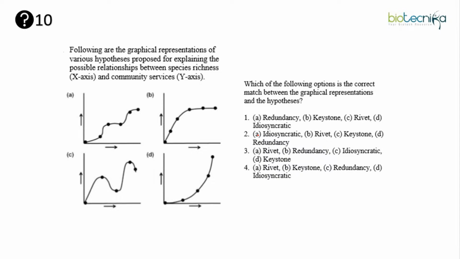So for this you have to know the meanings of redundancy, keystone, rivet, idiosyncratic. This comes from your community dynamics, or more specifically, community stability. Sarita is saying option three. Wow, very quick. Others?